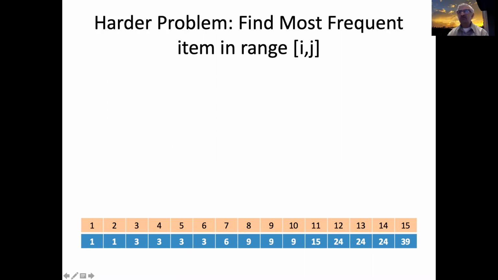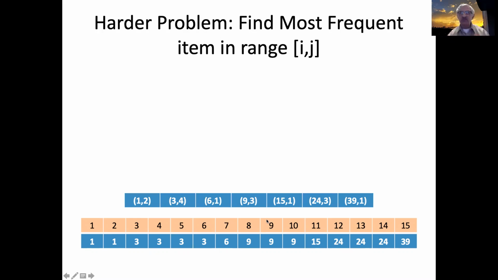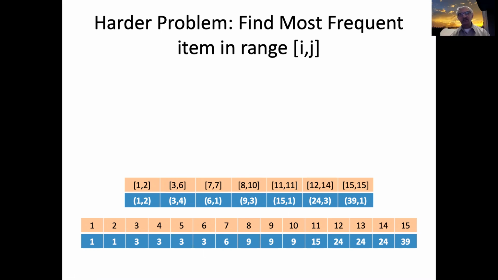Here are the items, and here's the index. What if I squished this array and wrote it down in the following manner? I have a value 1 which occurs twice. I have a value 3 that occurs 4 times. I have a value 6 that occurs only once. I have a value 9 that occurs 3 times. A value 15 that occurs once, and 24 that occurs 3 times, and 39 that occurs once. So now I've created a new array which only has unique items, but with each one, it has a frequency. Do you think this will help you?